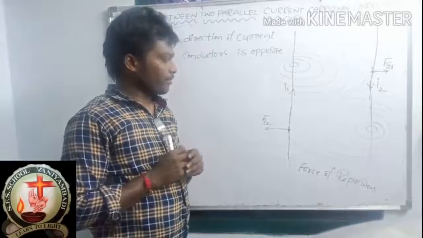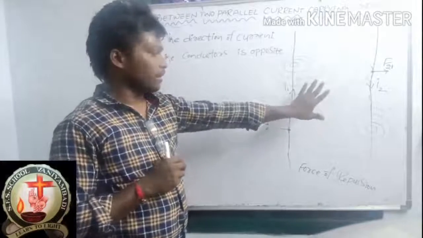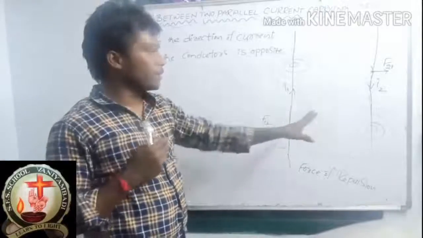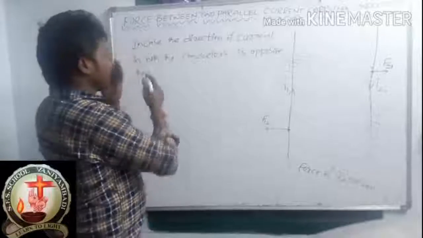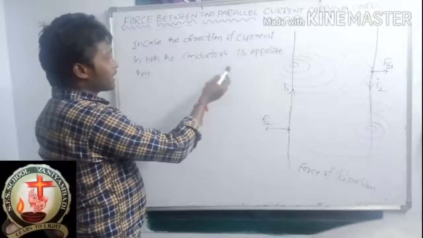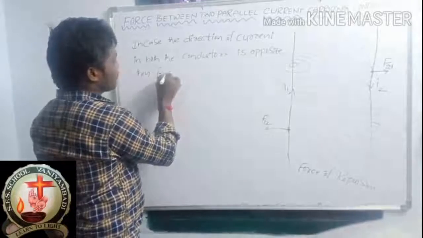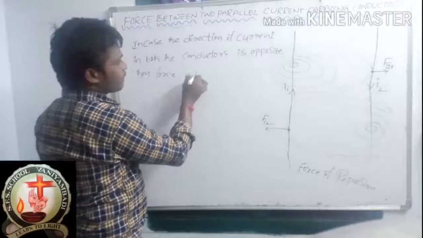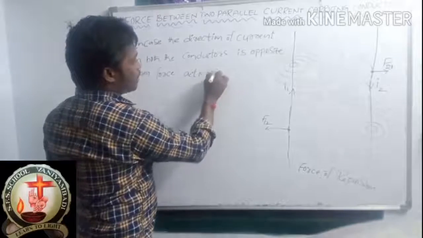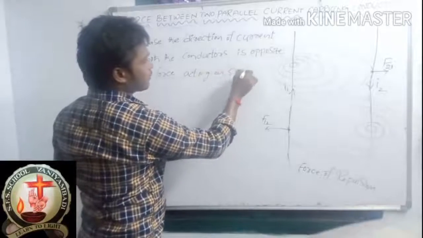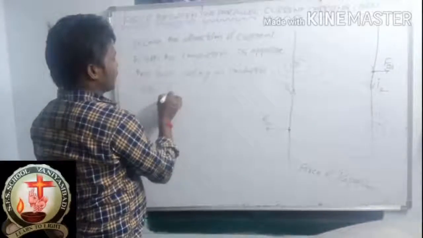So the direction of current is opposite, means this case will happen. You can draw both the diagrams, then you can write this sentence: in case the direction of current in both the conductors is opposite, then forces acting on conductors repel.